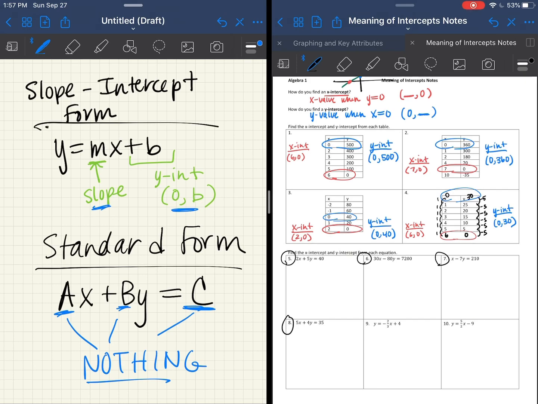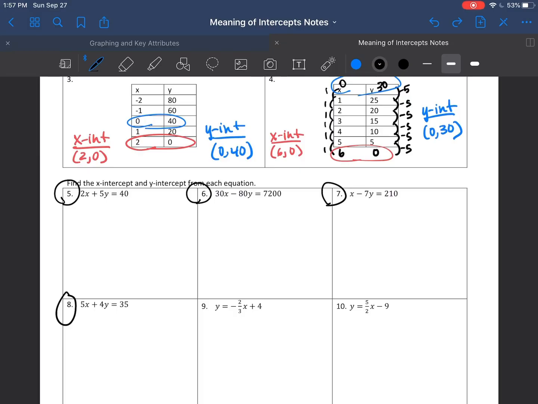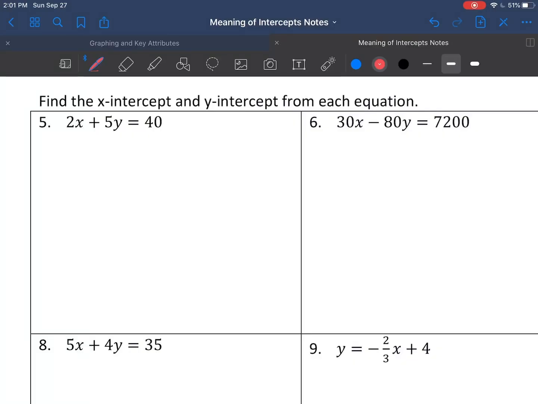So standard form is not our favorite, but we can still find our intercepts by plugging in 0 for x and plugging in 0 for y. And so I'm going to show you how to do that.